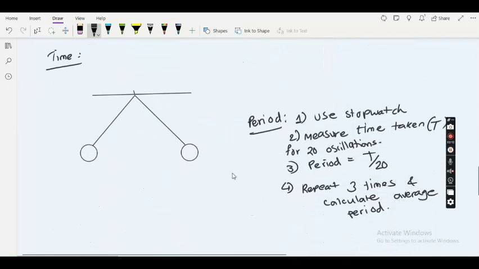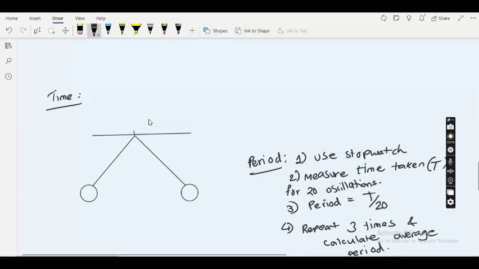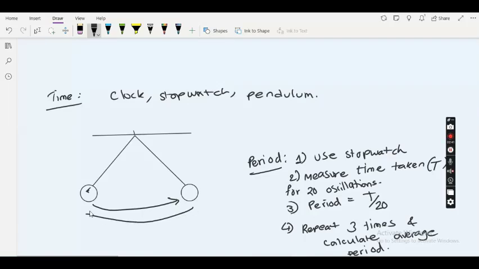Okay, now moving on to time. Time can be measured using a clock, a stopwatch, and even a pendulum. So let's see how we can use a pendulum to measure time. When a pendulum bob moves from one end to another end and then comes back again to its original position, its movement is called one oscillation. And the amount of time taken for one oscillation is called the period. So the period of a pendulum is the time taken to complete one oscillation of the pendulum bob.